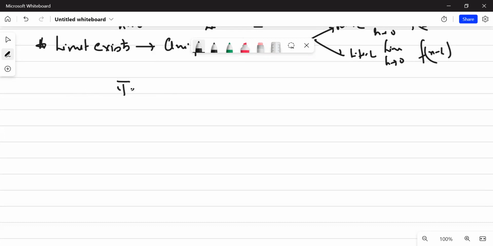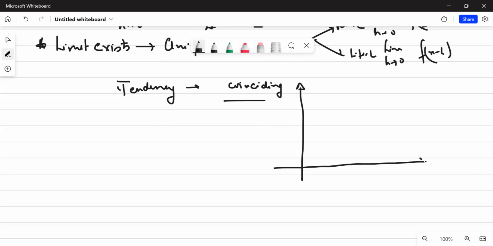The tendencies should be coinciding. They should be coinciding. It cannot be the case that from one side your tendency is something and from the other side your tendency is something else. Let's say, yesterday also I gave you an example: let us take the example of greatest integer of x. And always remember, don't create a fuss about it.